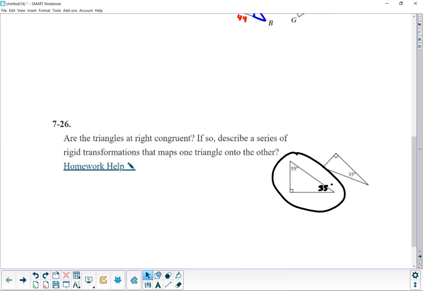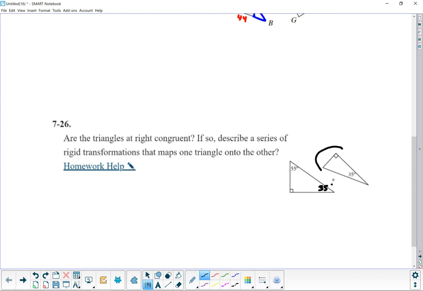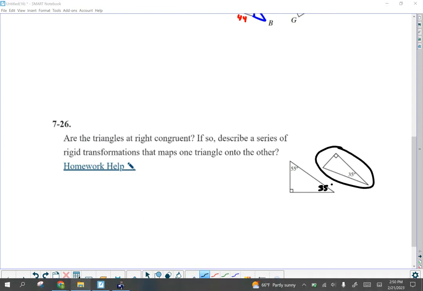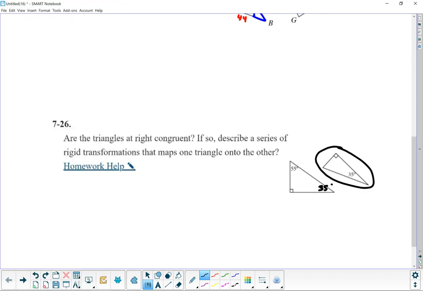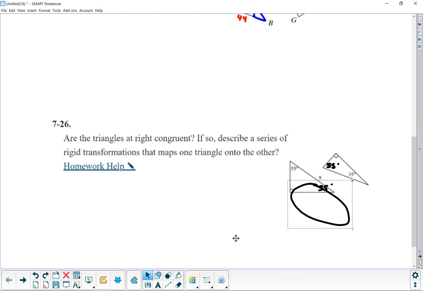If I do the same math for this triangle here, I go 180, take away 35, and again, this square right here means 90, so you get 55. And all the angles match actually. But again, that doesn't mean that they're congruent, because you need angle side angle or angle angle side.